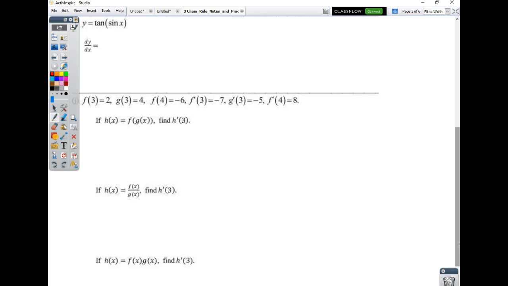So now I can really mess with you. What's the derivative of the tangent of the sine of x? Same process. What's the outside? What's the inside? What's the derivative of tangent? So it's the secant squared of something. What is my something? Sine x. What is the derivative of sine?